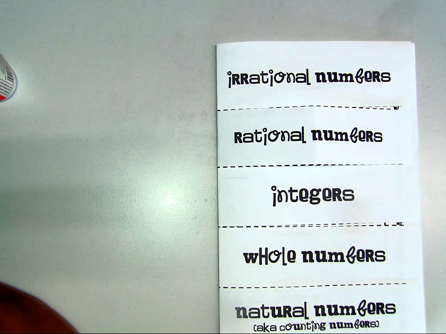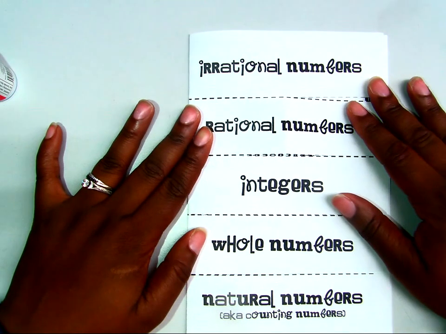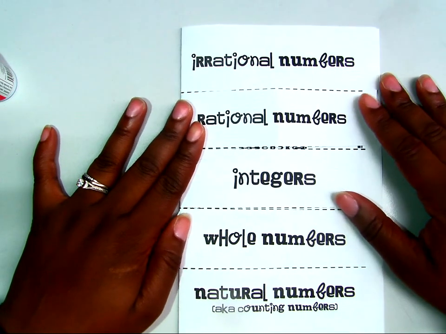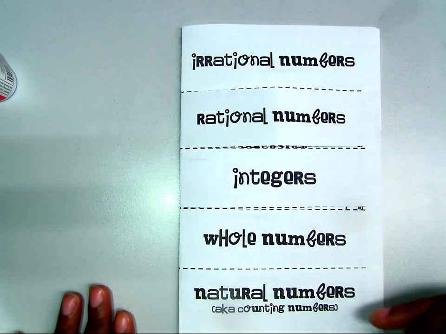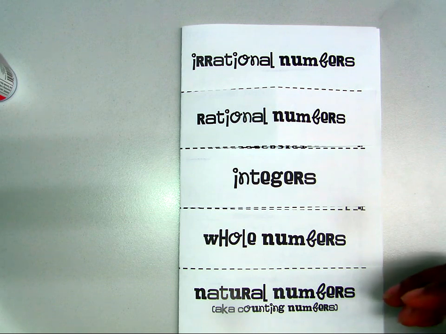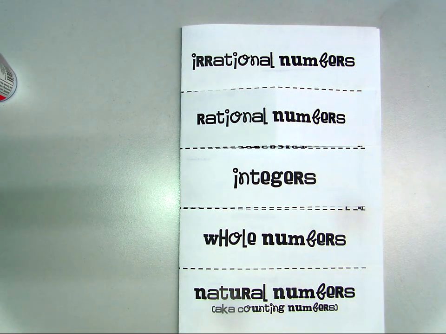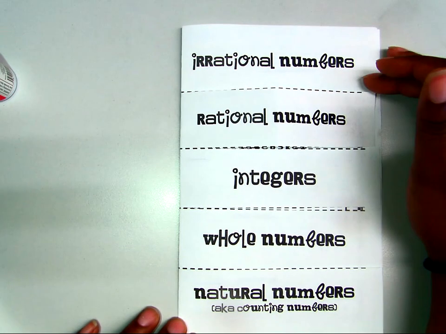All right, so we are classifying real numbers. Here is one of the foldables that you may have seen. We're going to start from the top and work our way down, just because I think that you may understand it a little better. Sometimes you start from the bottom and work your way up, but we're just going to start from the top and work our way down.